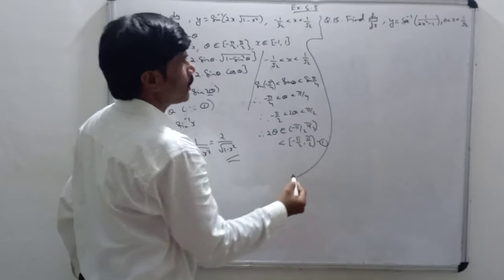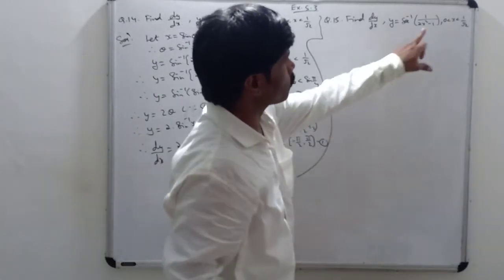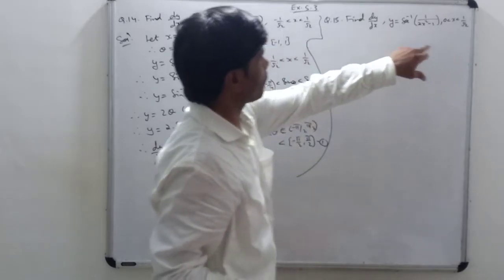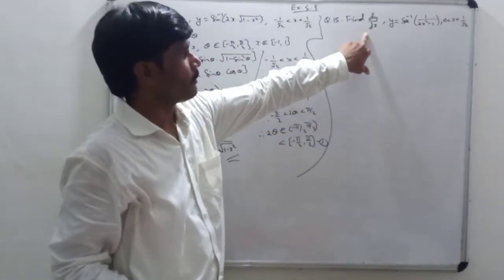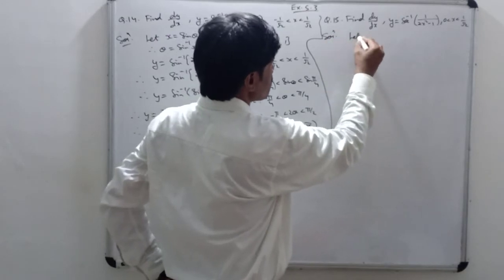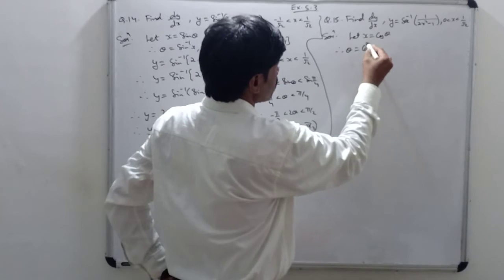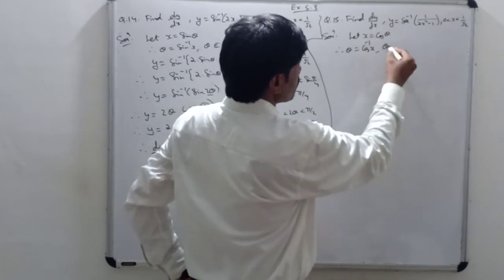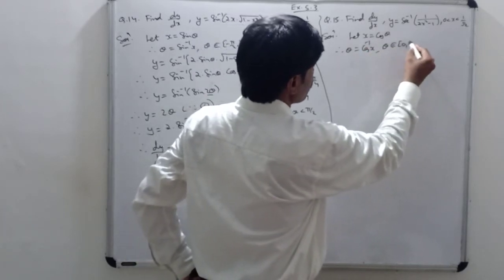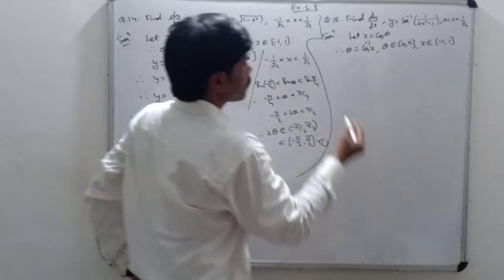Now question number 2. Y is equal to sec inverse of 2x square minus 1, where x is between 0 to 1 by root 2, and we want to find out dy by dx. Okay, so let us start with the solution. Let x is equal to cos theta. So therefore theta is equal to cos inverse of x. Under a condition theta should belong to the closed interval 0 to pi and x belongs to the closed interval minus 1 to 1. Okay, so the question will change.